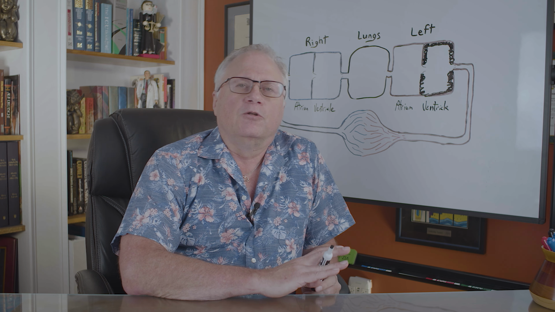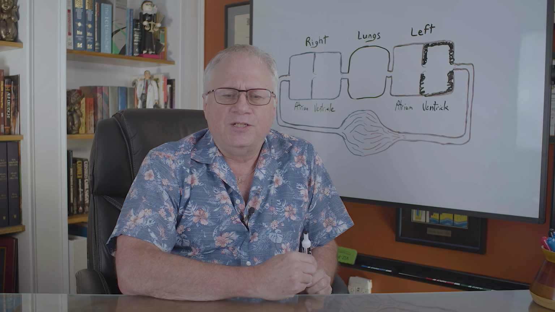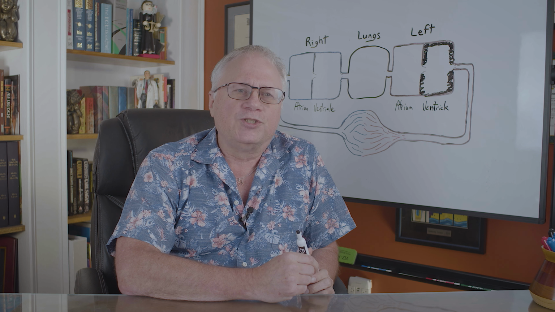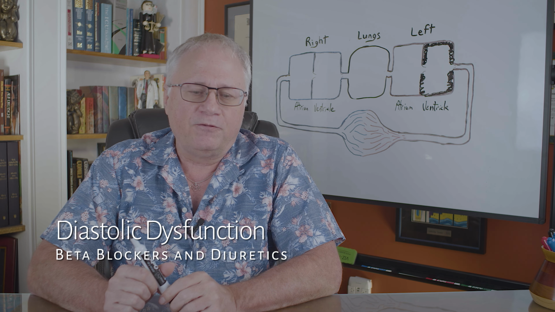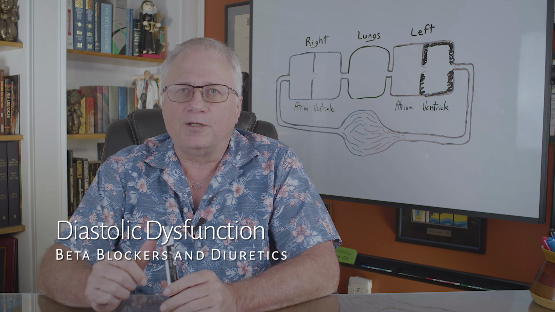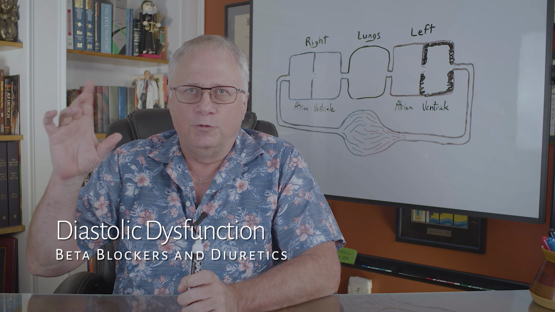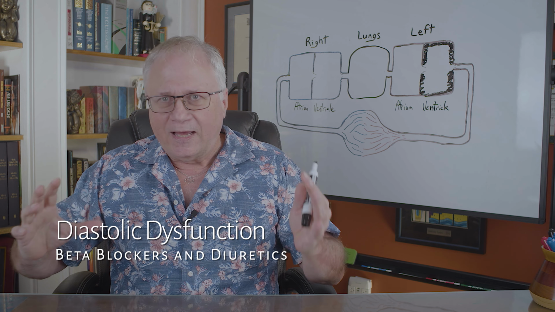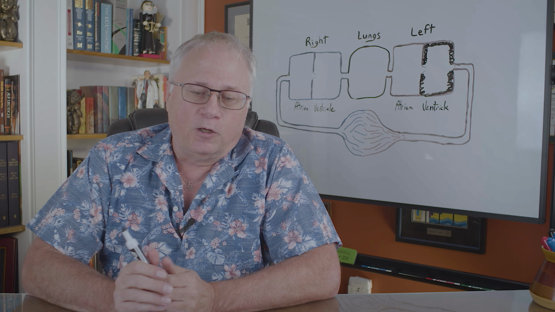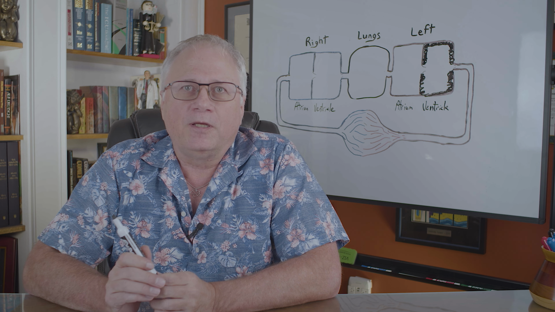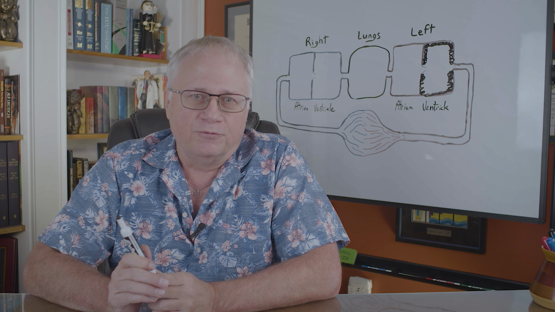But this is treated a little bit differently. Our mainstay of treatment for diastolic dysfunction is going to be beta blockers to decrease the afterload and decrease the heart rate. Again, we want to relax that heart muscle, and so the beta blockers do that. They also prevent remodeling and also result in prolonged survival.